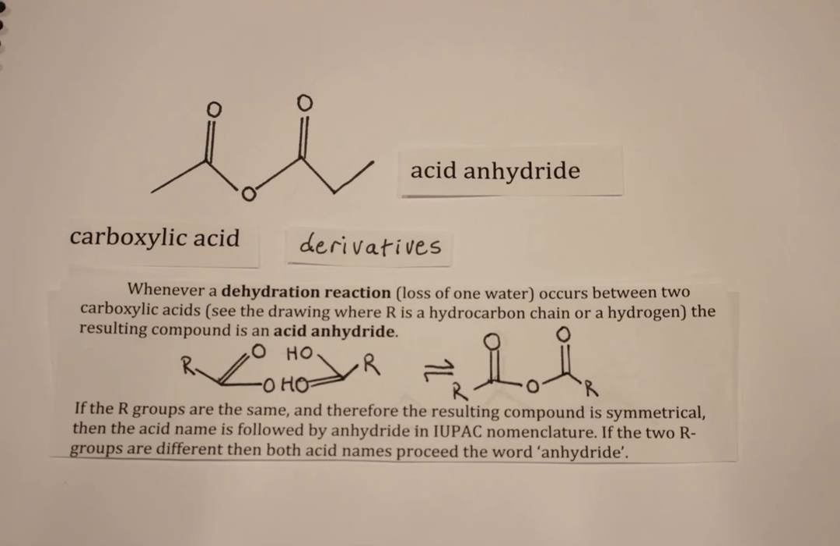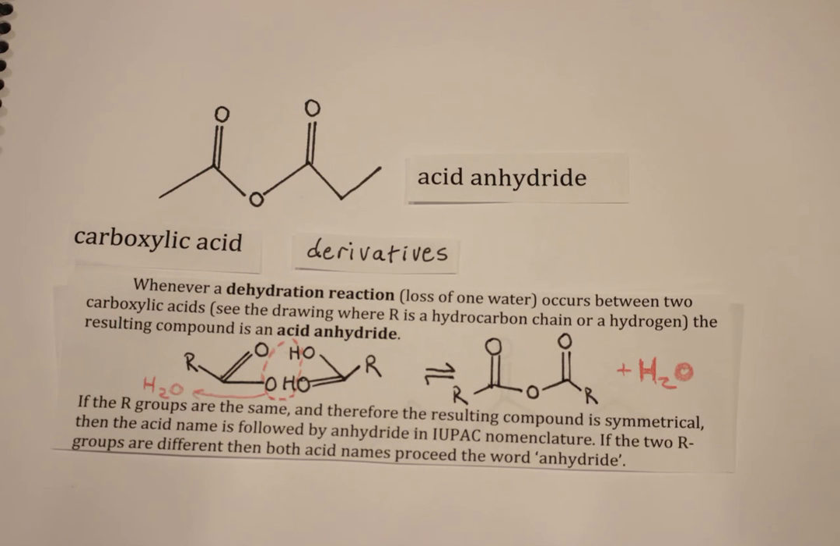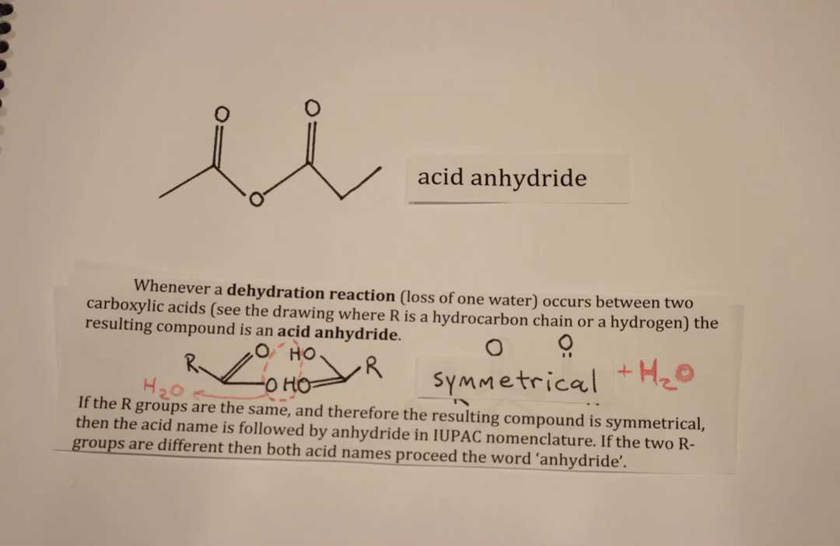Whenever a dehydration reaction occurs between two carboxylic acids, like in this drawing, the resulting compound is called an acid anhydride. If the R groups are the same on each side, and therefore the resulting compound is symmetrical, the acid name is followed by anhydride in IUPAC nomenclature. If the two groups are different, then both acid names precede the word anhydride.